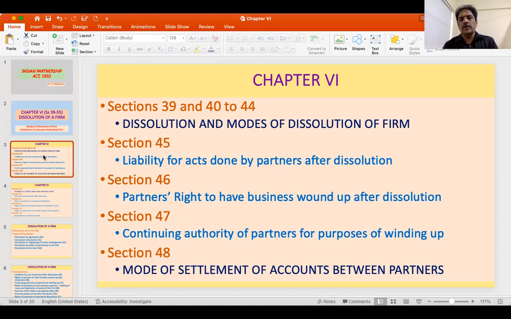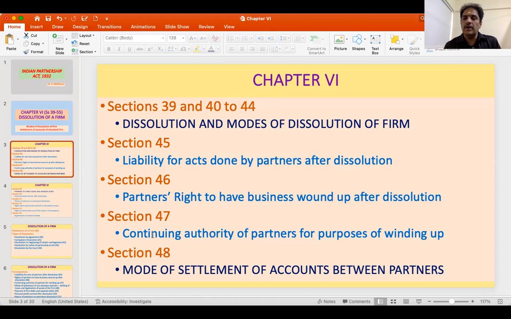Then section 45 talks about liability for acts done by the partners after dissolution. Then section 46 talks about the partner's rights to have the business wound up after dissolution. Once the dissolution is done, the distribution and other things which are supposed to be done have to be done. Then continuing authority of the partners for the purpose of winding up is dealt with in section 47.